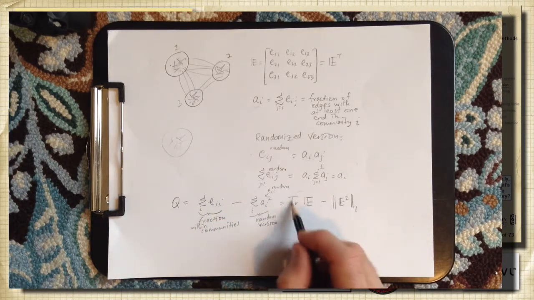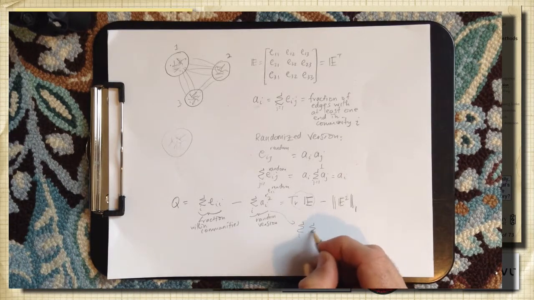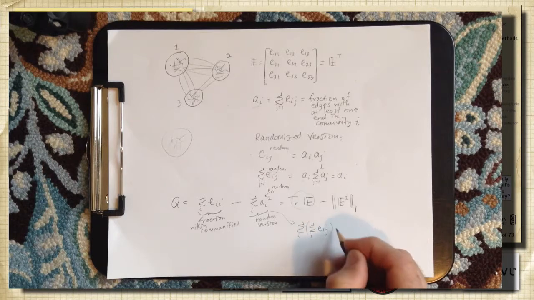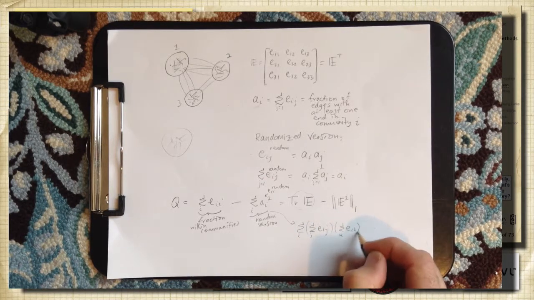So this is simply the trace of E. This guy, we've seen this before. So it's a sum over i. Each one we can write like this. Let's write it as a sum over j of E_ij. That's the first guy. And let's make it a k, E_ik here.